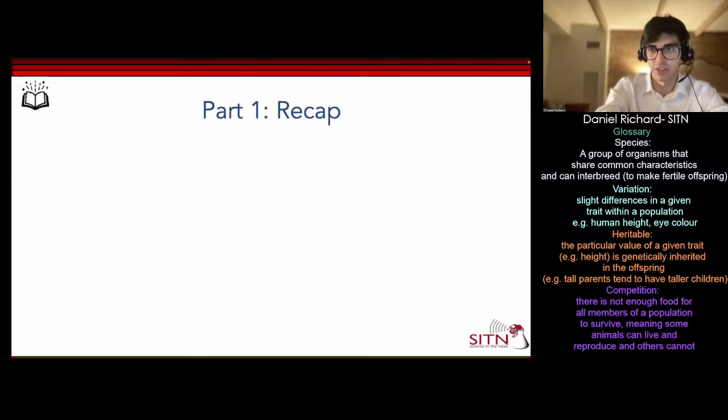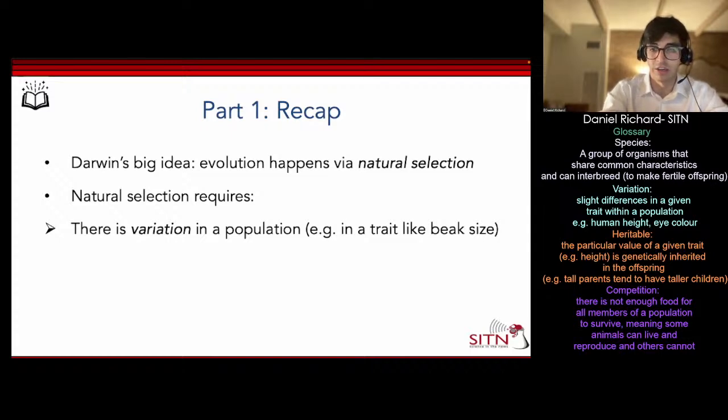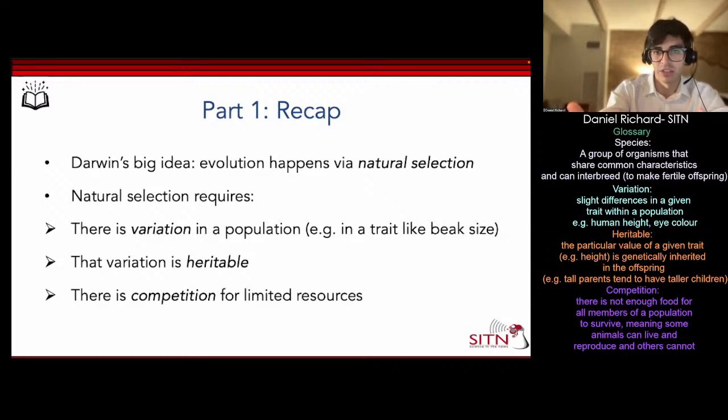So to summarize this first section, Darwin's big idea was that evolution happens via natural selection and new species arise from older species. Natural selection requires three main things. First, that there is variation in a population for a given trait, such as beak size in finches. Second, that variation in that trait is heritable. Big beak birds have big beak offspring. And finally, that there is competition for limited resources. Some birds will succeed and have offspring. Other birds will die and won't have offspring. And so when you have those three components together, that's when you get evolution by natural selection occurring.